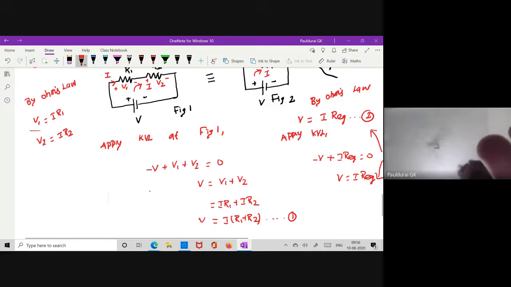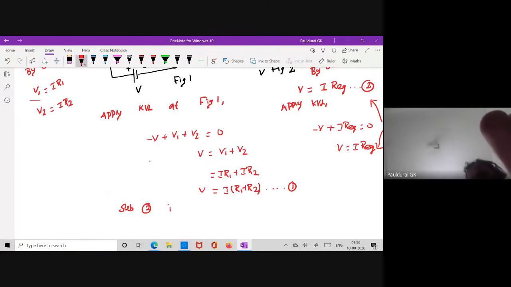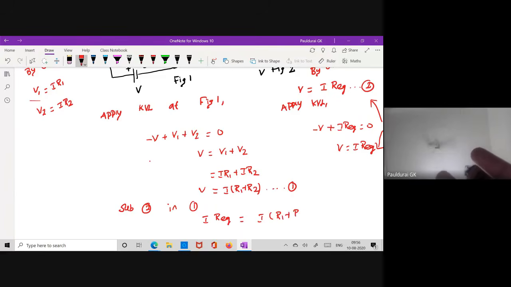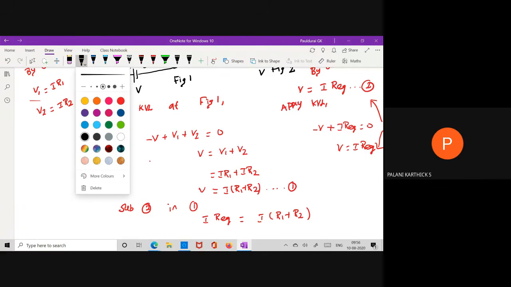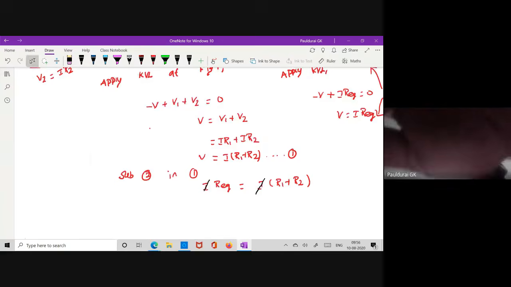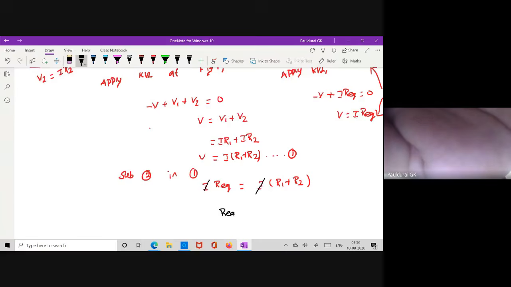So now you know what is V. Now substitute equation number 2 in equation number 1. So what will you get? V equal to I into R equivalent, which is equal to I into R1 plus R2. So now what will happen? Both I get cancelled, right? Because the same current is flowing in series. So R equivalent is equal to R1 plus R2. Very simple derivation. Do you want to repeat this? No.